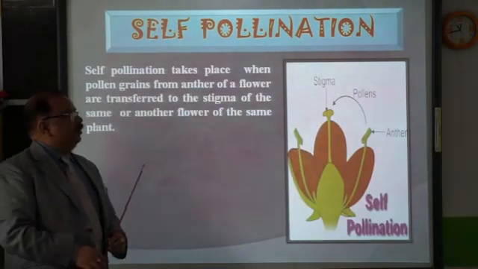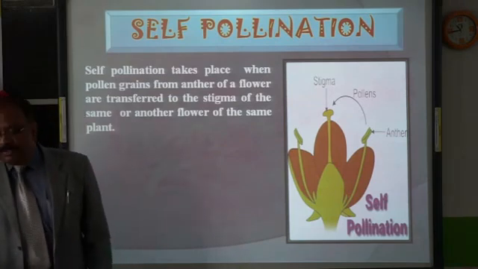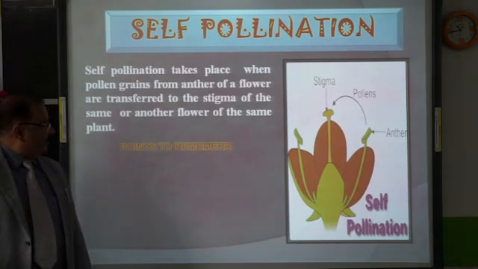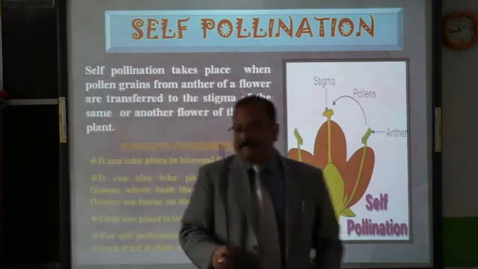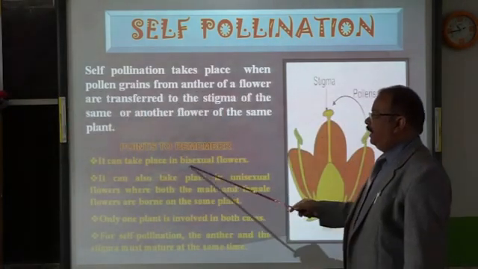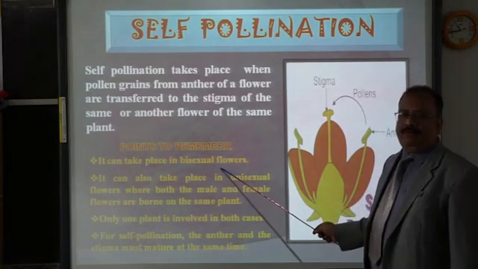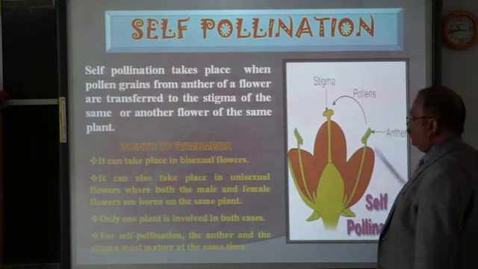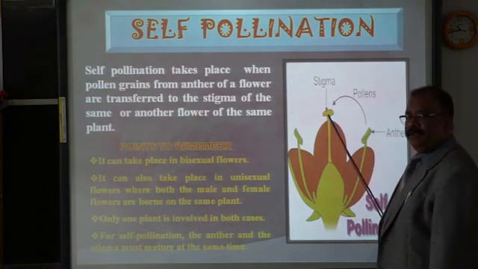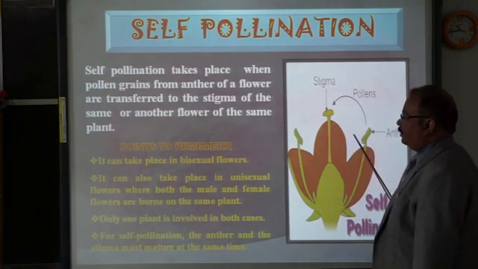Okay, so certain points are there which you should keep in your mind. You should remember points to remember. Now let us see. It can take place in bisexual flower. Bisexual flower means, like this one is a bisexual flower, female part is also there and male part is also there.